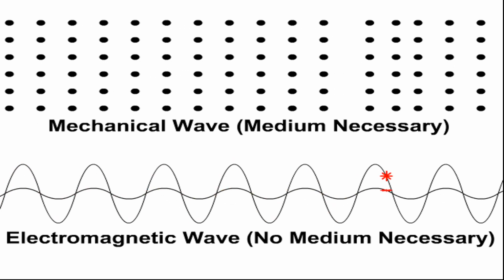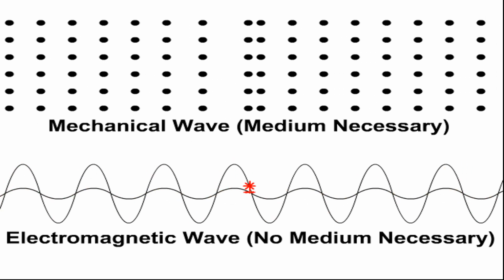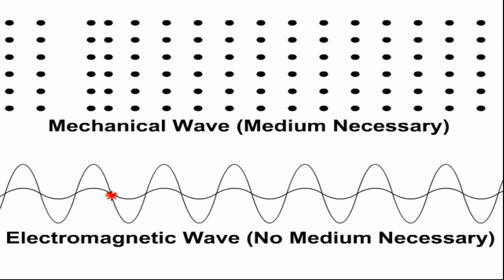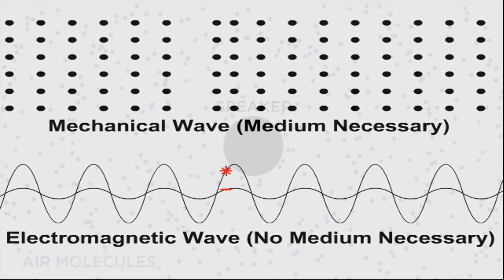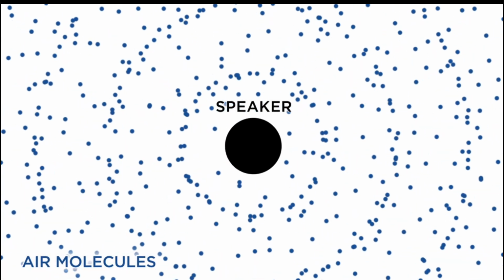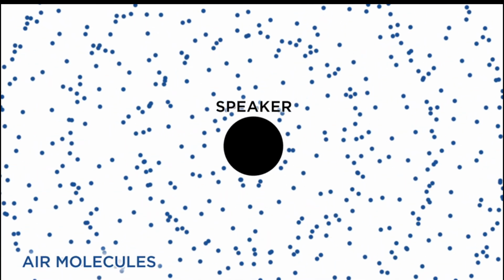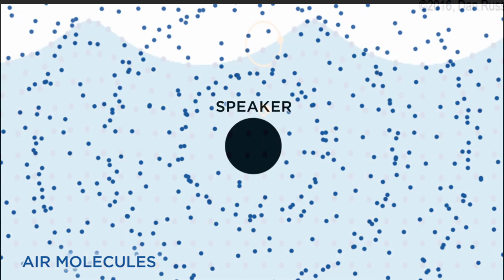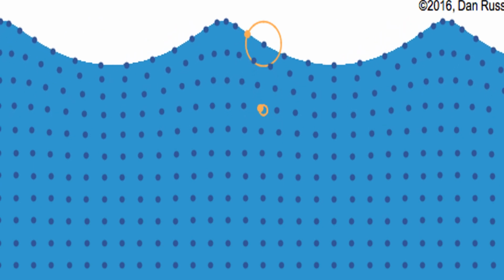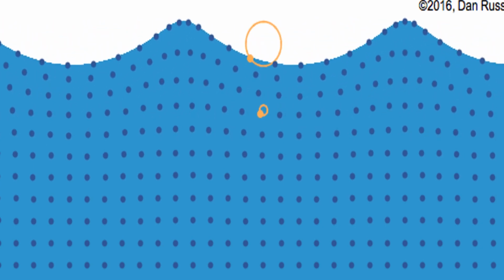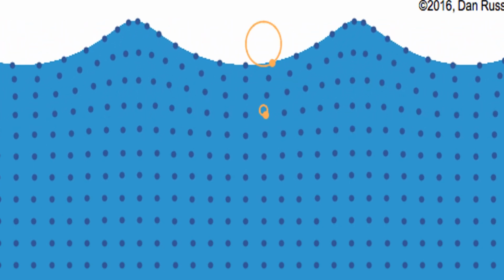Waves are classified as either mechanical or electromagnetic. Mechanical waves are waves that need a material medium to pass through, such as sound waves that need the presence of air molecules in order to propagate, or water waves that are a result of the vibration or oscillation of the water molecules, and so on.